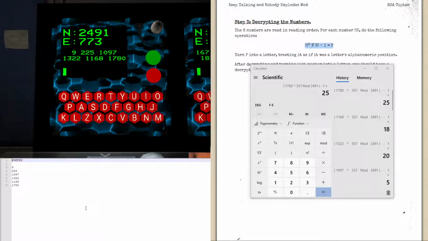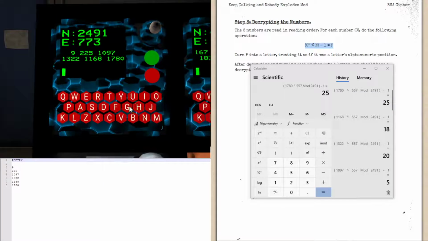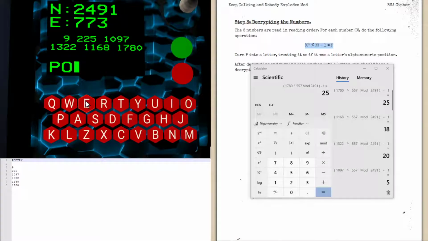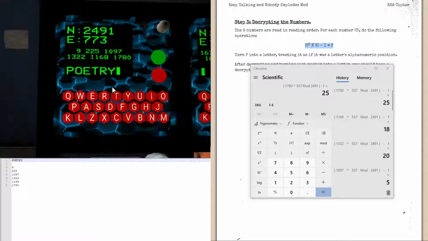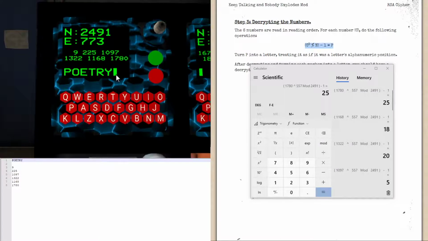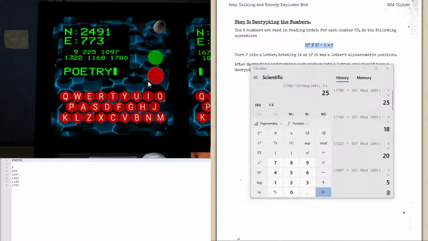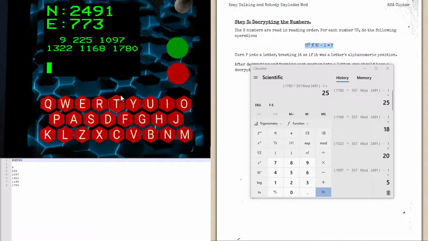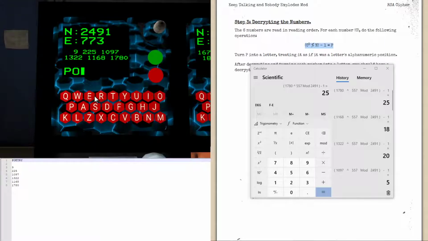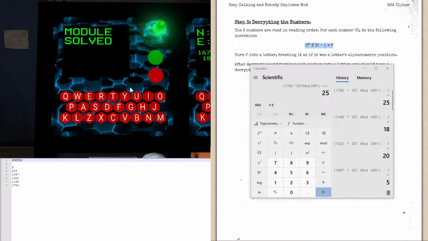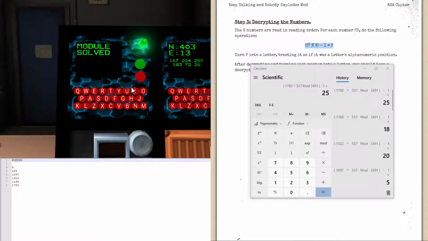And to submit your answer, you start typing on the keyboard. And you'll notice on the bottom here, it will start typing. So, poetry. Now, another thing you can clear out if you made any mistakes using this red button. And then to submit your answer, you just simply press this green button. And that's all there is for this module.